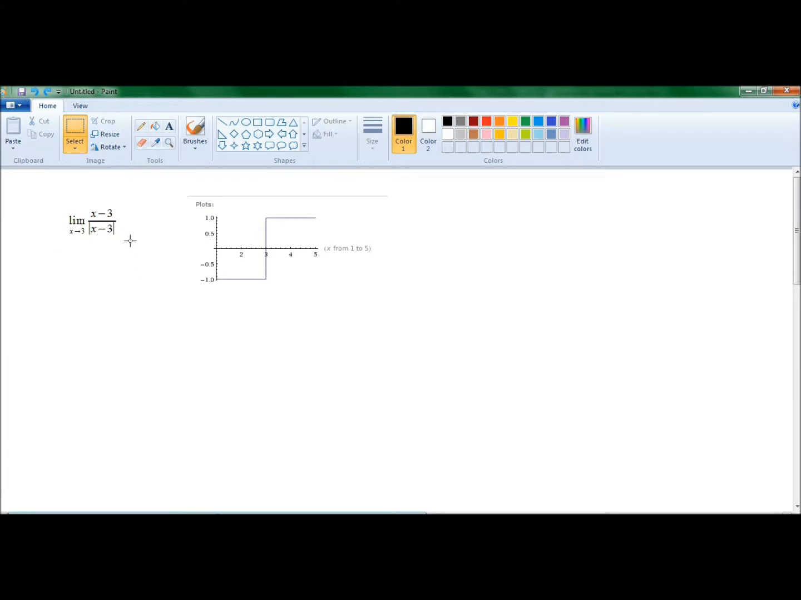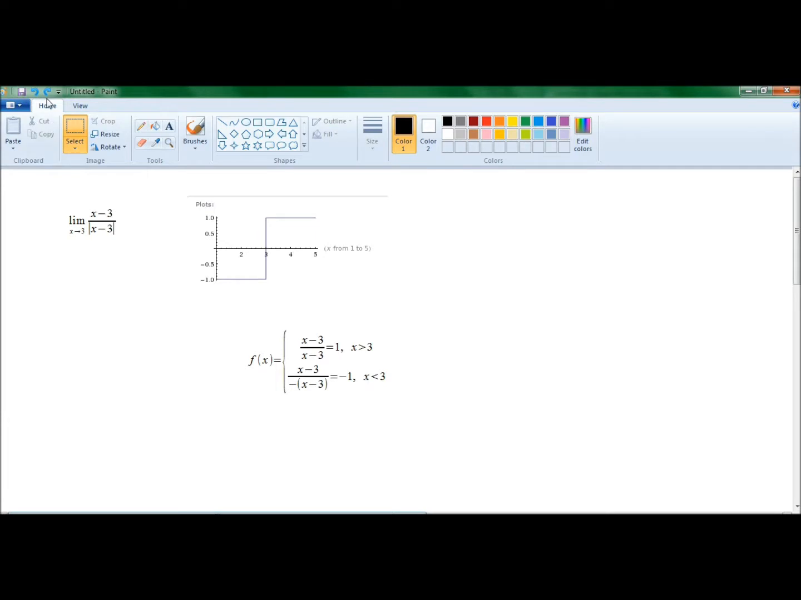So our goal is to try to replace this absolute value with a piecewise defined function. If you look at our very conveniently placed graph here, not only is our function not defined at x equals 3, but it also changes signs when x is greater than 3 and when x is less than 3. So let's make a piecewise defined function. Poof. Now, as you can see, when x is greater than 3, this function is equivalent to x minus 3 over x minus 3, which in this case is always equal to 1. However, when x is less than 3, this function is equivalent to x minus 3 over negative x minus 3, which is always equal to negative 1.